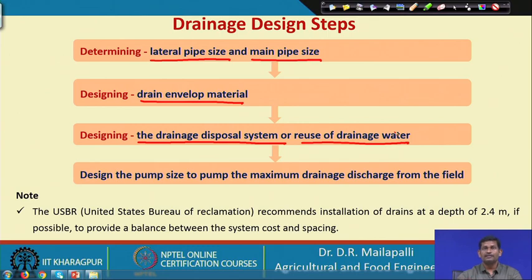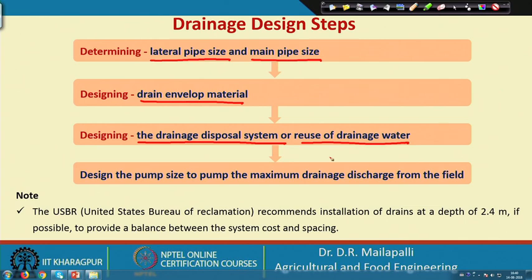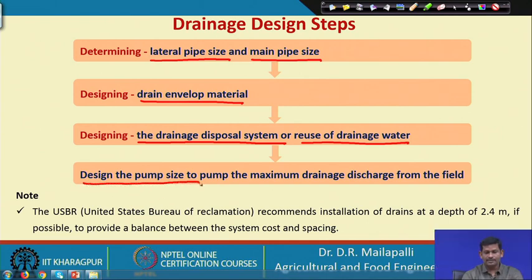So, then you have to design the drainage disposal system, whether you need to dispose the drained water, or if you are going to reuse that water back in the irrigation system for irrigating the crop, then you have to design the drainage system for reuse purpose. And then finally, design the pump size and the maximum pump drainage discharge from the field.